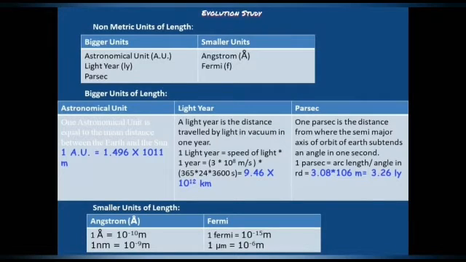Now there are some smaller units of length. 1 Angstrom is equal to 10 to the power minus 10 meter, and 1 nanometer is equal to 10 to the power minus 9 meter. 1 Fermi is equal to 10 to the power minus 15 meter, and 1 micrometer is equal to 10 to the power minus 6 meter.